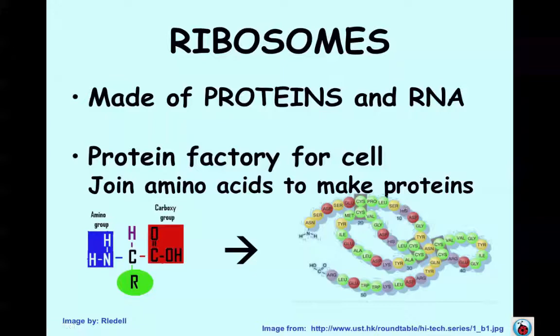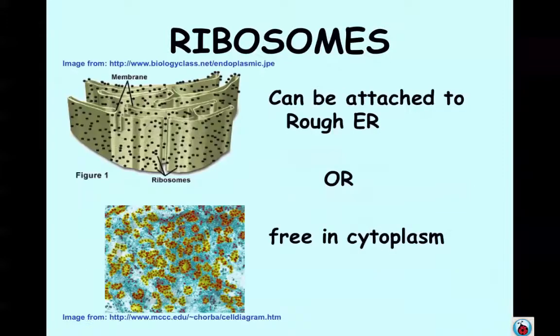Basically the ribosomes are what join amino acids. If you remember, amino acids are the monomers, or the building blocks, that make up proteins. So the ribosomes join those amino acids together. They can be attached, like I said, either to the rough ER or free in the cytoplasm.